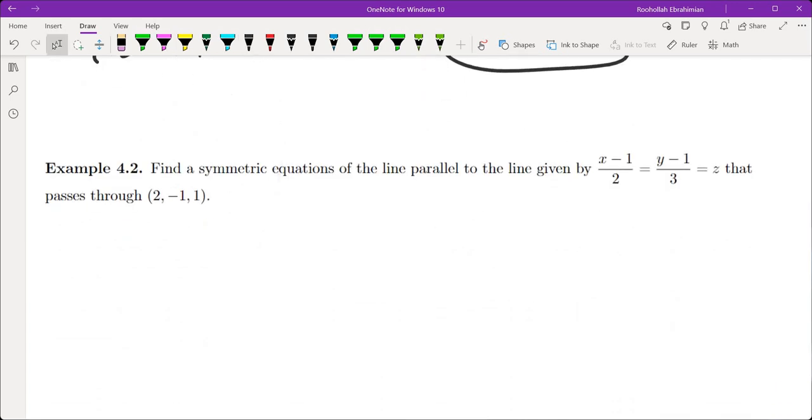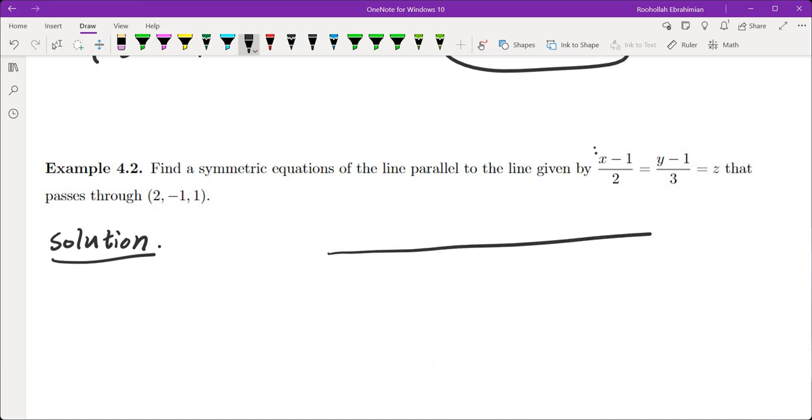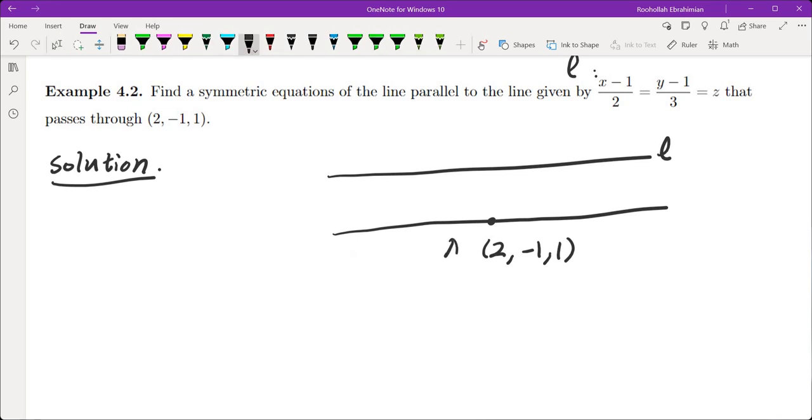Okay, let's do one more example on lines. Find a symmetric equation for the line that is parallel to the given line and passes through this point. So we have a given line, called L, and a point (2, -1, 1), and we want to find a line that is parallel to the original line L and goes through this point. So how do we get that?